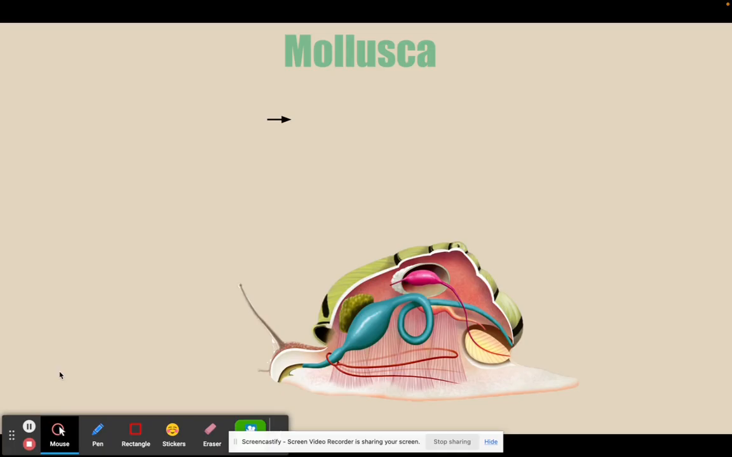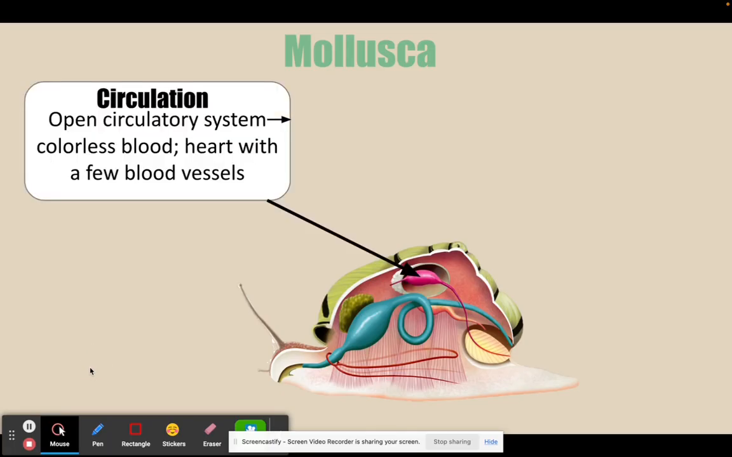This is a cutaway of the snail, so you can see what's going on inside of it. For their circulation, they have an open circulatory system. Remember, with the earthworm we discussed a closed circulatory system, because the blood passes through vessels and isn't exposed to the elements or the other liquids around it. But a mollusk has an open circulatory system. They have colorless blood. They do have a heart with a few blood vessels.